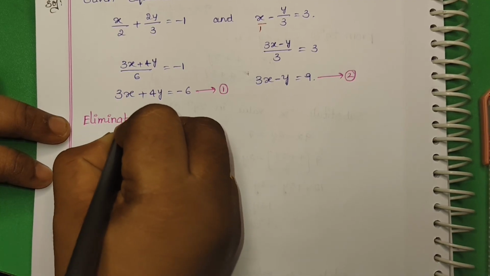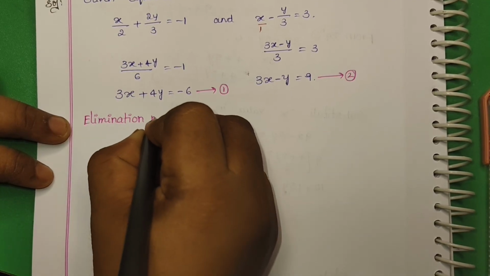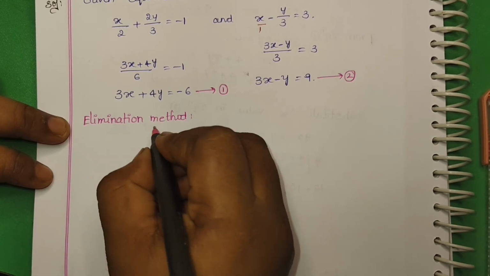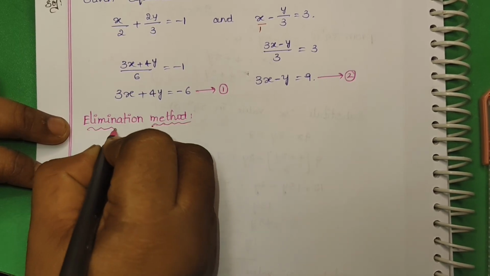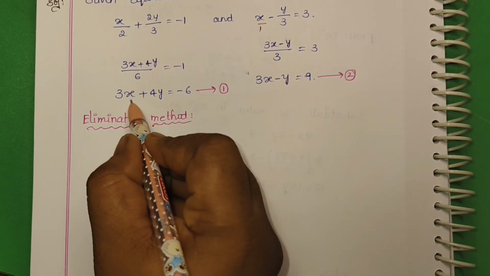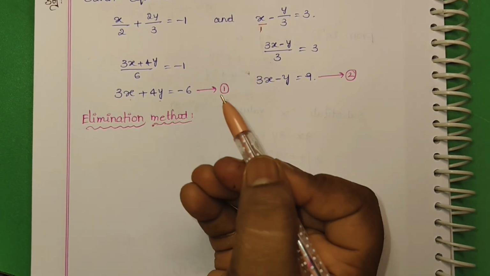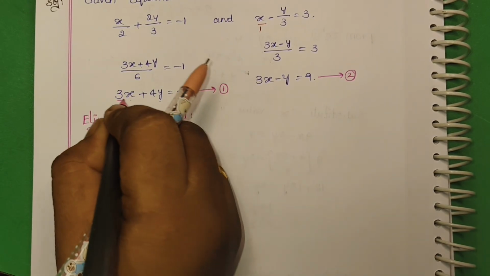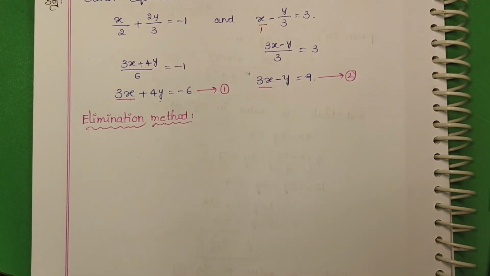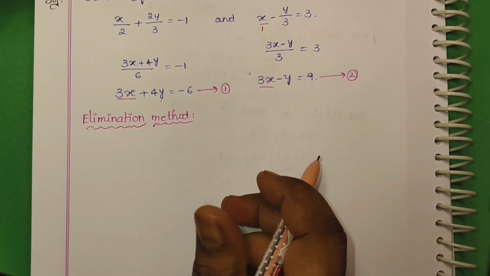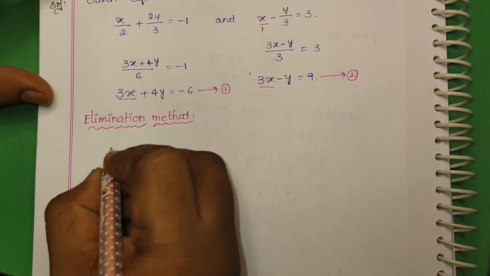Now we have both equation number 1 and equation number 2. First, we start the elimination method, where we have to remove either the x variable or the y variable. But observe equation number 1 and equation number 2 carefully: the coefficients of the x terms are the same. Here 3x, here also 3x. So we need not equalize the coefficients of either x or y. This is already there.